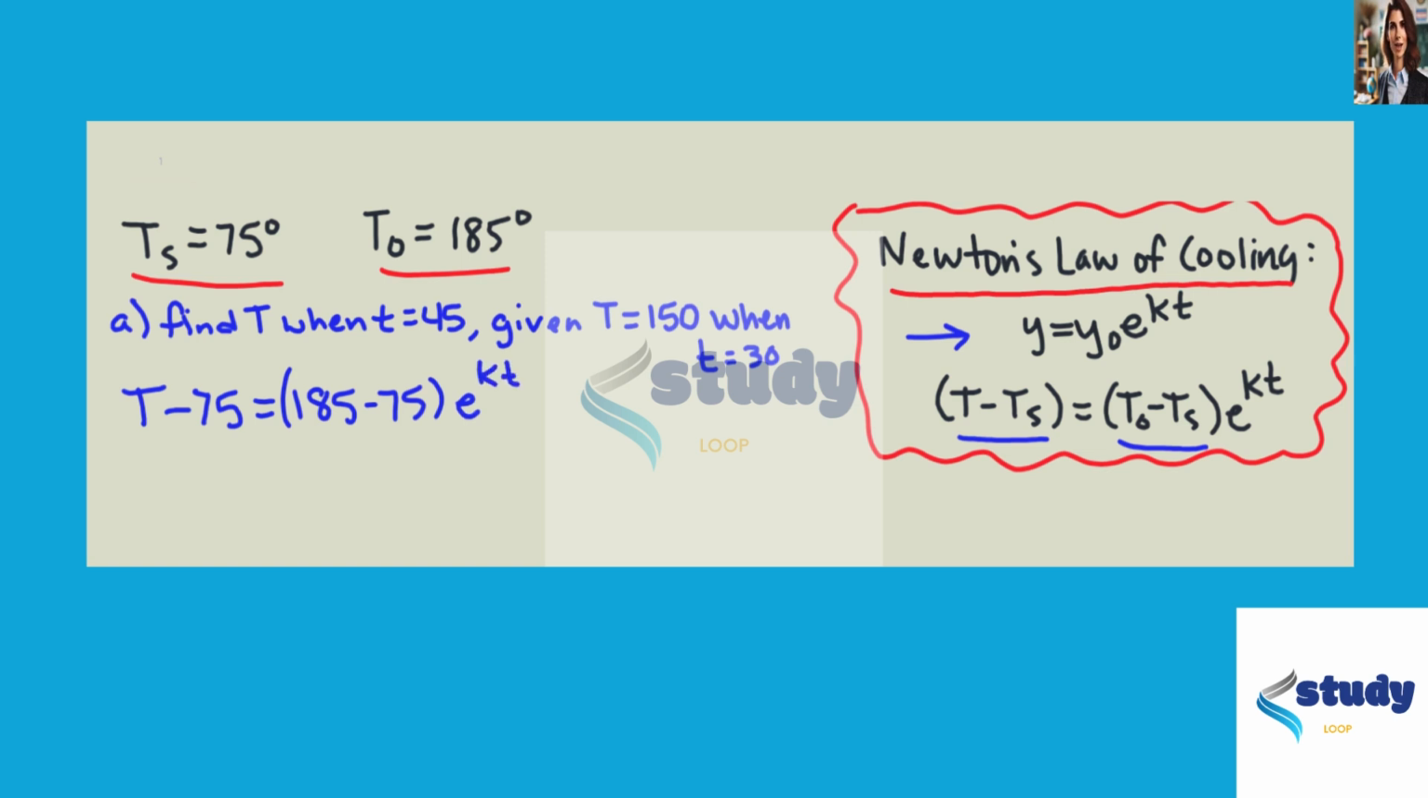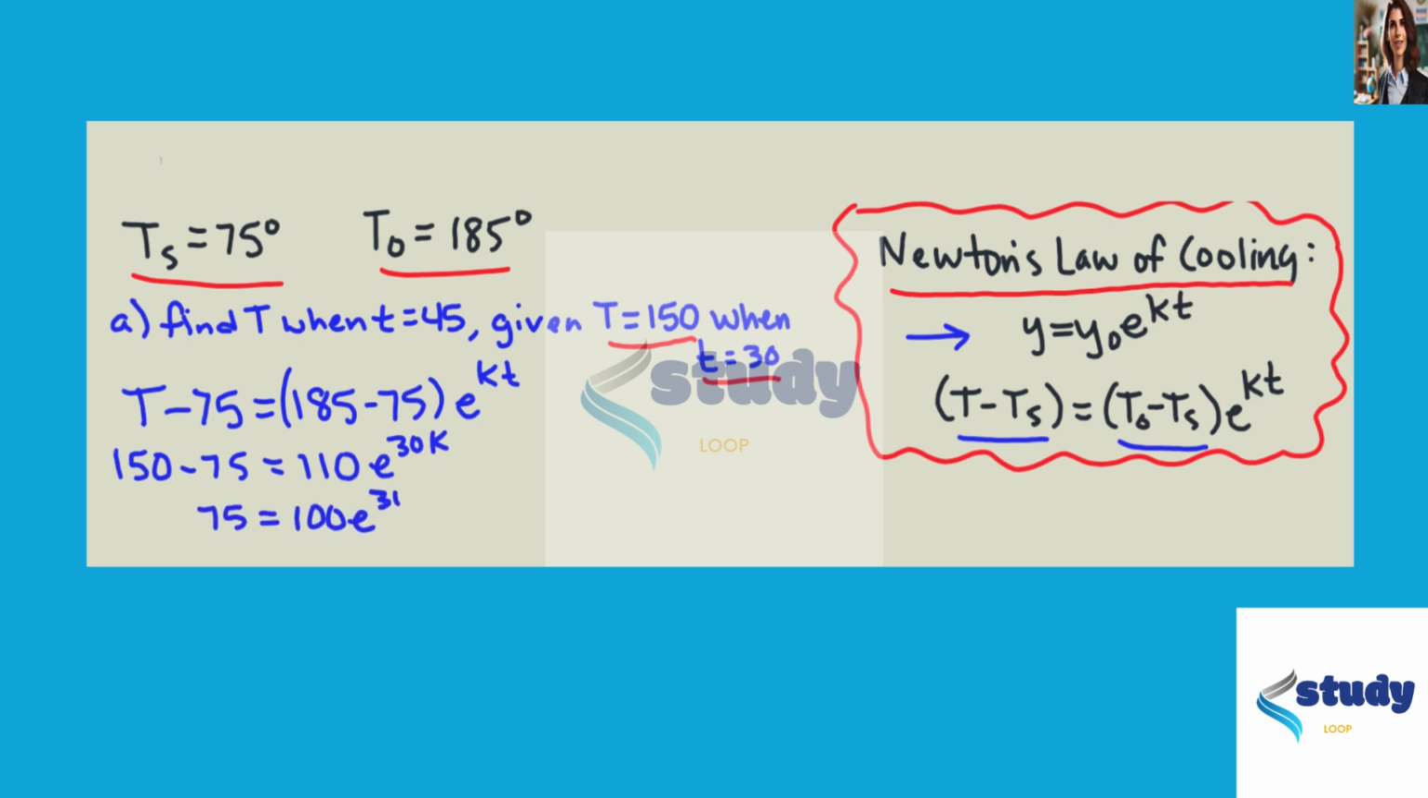Okay, so what we want to do is use this point that we're given. The temperature of the turkey is 150 degrees when the time is 30, and we're going to use that to help us find the value of k. So we'll substitute 150 in for the temperature, the final temperature. We can go ahead and subtract the 75 from the 185, and that gives us 110. And we can put 30 minutes in for the time, and we'll solve this for k. 150 minus 75 is 75.